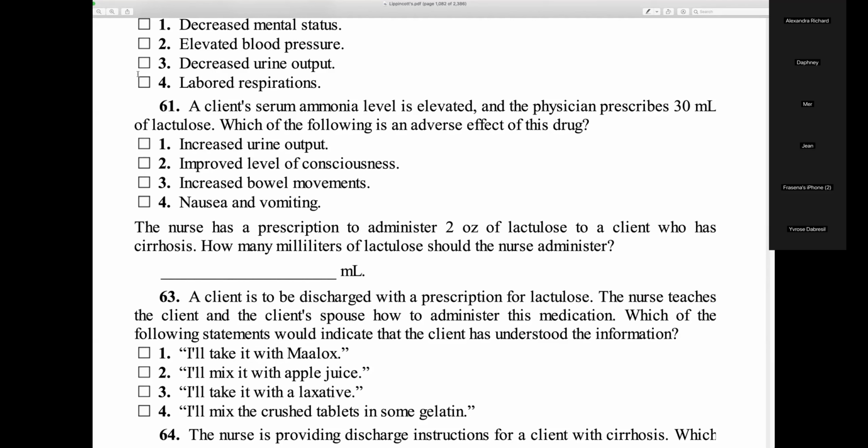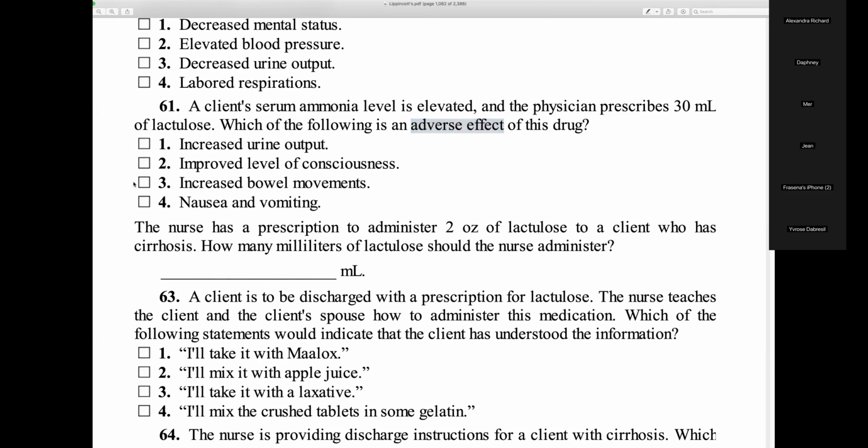Because somebody said two, but tell me, is two a good thing or a bad thing if they have an improved level of consciousness? Yeah, that's a good thing, but this question is asking for adverse effect. Adverse effect is a bad thing, right? Because somebody said number two, no, because if their ammonia level is elevated, that's what's going to make them confused, like the hepatic encephalopathy. So if it's asking for an adverse effect, we would not say improved level of consciousness because that's not an adverse effect. That's a good thing.